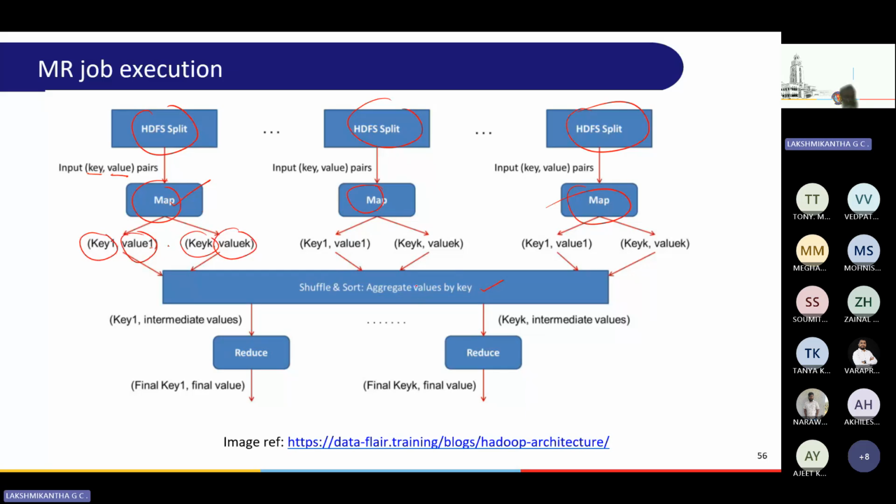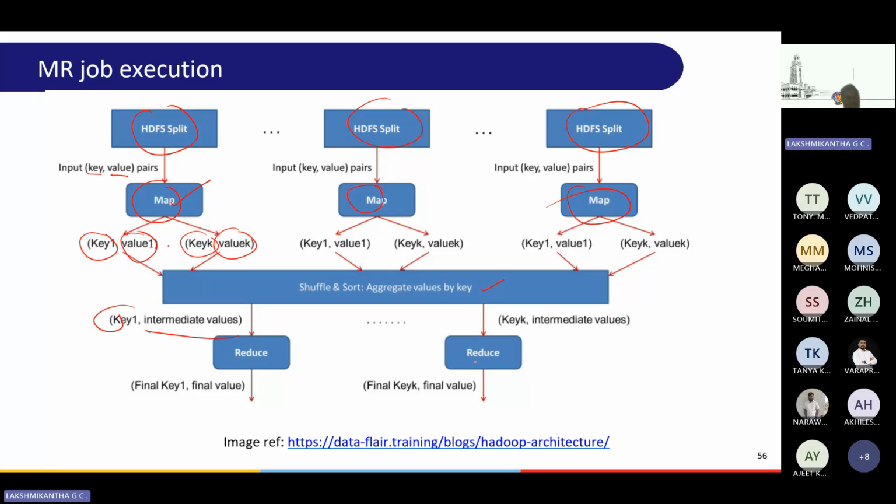Look at here, shuffle and sort. This is the central hub of your process, where the magic of grouping and sorting happens. The framework aggregates all the intermediate values by their key. For a single key, say key 1, it will show all the intermediate values from all the mappers. Finally, guys, that will go to a separate reducer. For key 1, it will go to a separate reducer. For key 2, it will go to a separate reducer.